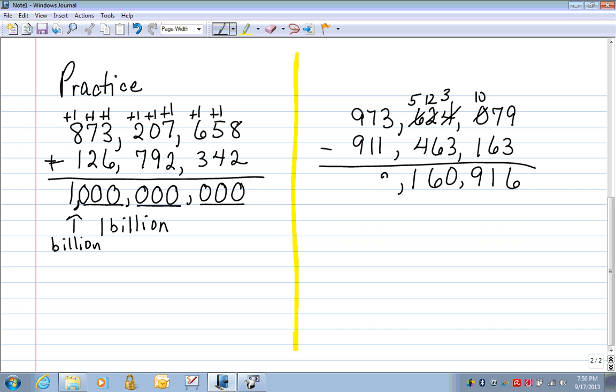3 minus 1 is 2. 7 minus 1 is 6. And 9 minus 9 is 0. So I can put the 0, but we don't have to. So I'm going to erase it if I can get the pen to work. Okay? And we'll just leave it as this. So minuend minus subtrahend equals difference. Addend plus addend equals sum. This, students, is how you add properly and how you subtract properly to get correct answers in 4th grade math.